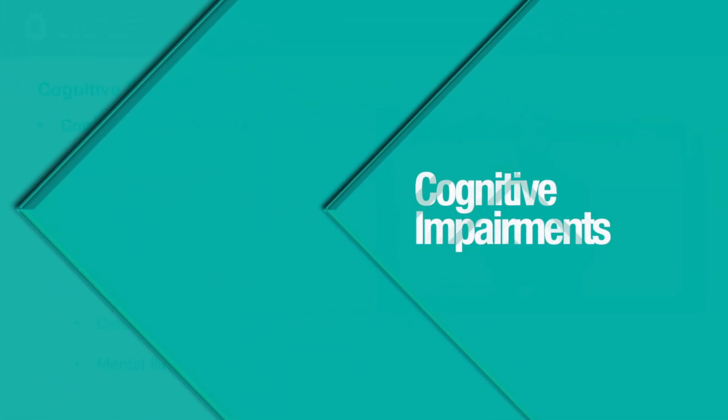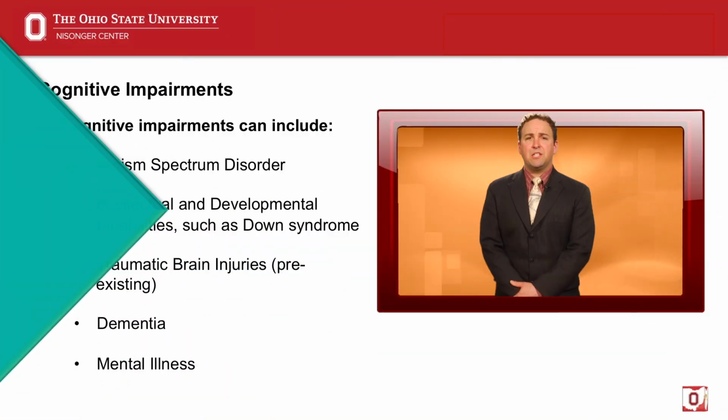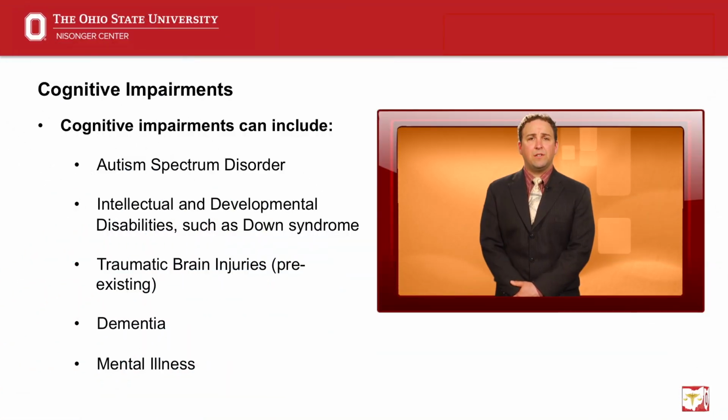Cognitive impairments. Emergency situations can be especially upsetting to people with cognitive impairments, as these individuals are often more vulnerable to the negative effects of stress. Some, although not all, individuals with cognitive impairments may also have safety support needs in emergency situations. Cognitive impairments can be associated with a number of different conditions, including autism spectrum disorder, intellectual disabilities, cerebral palsy, pre-existing traumatic brain injuries, dementia, and mental illness.